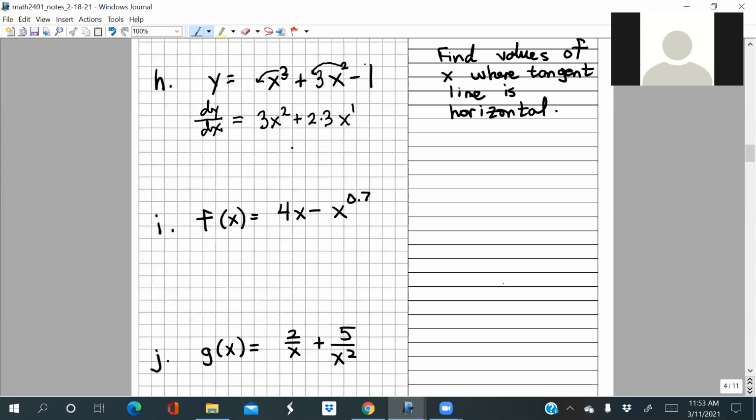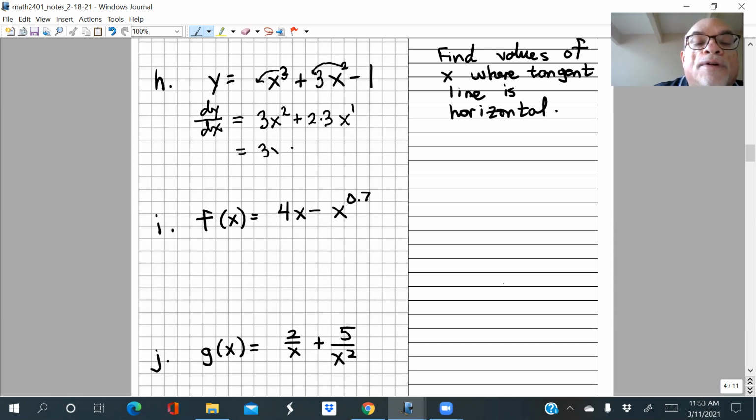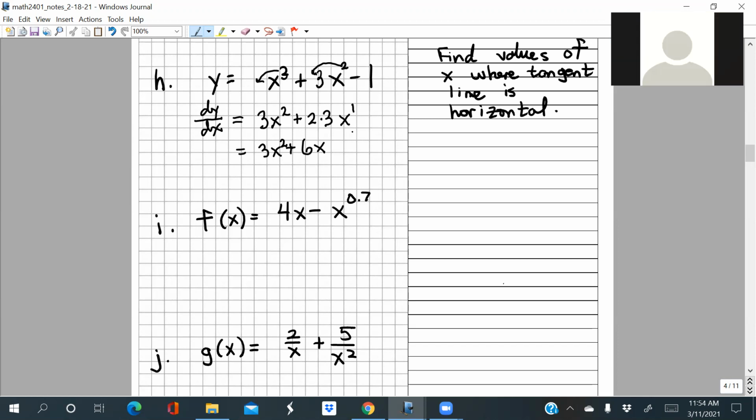The derivative of a constant is 0. So, Damien, for the derivative of -1, we just end up with 0. So you now have a nice formula for your derivative: 3x squared plus 2 times 3, which is 6, so plus 6x, and that's it. There is the derivative of this function.